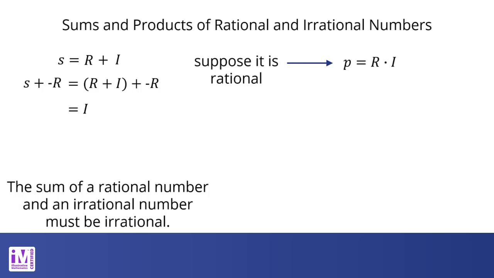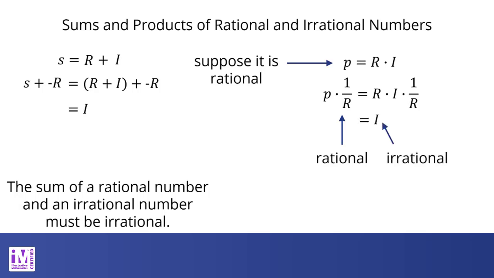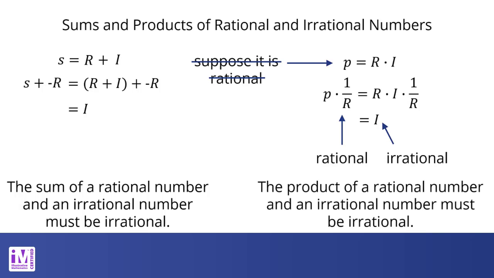If P is rational, then P times 1 over r would also be rational, because the product of two rational numbers is rational. But P times 1 over r is r times I times 1 over r, which is I, an irrational number. P times 1 over r cannot be both rational and irrational, which means that our original assumption that P was rational was incorrect. This means P, the product of a rational number and an irrational number, must be irrational.